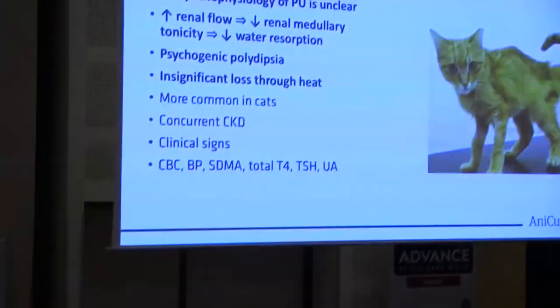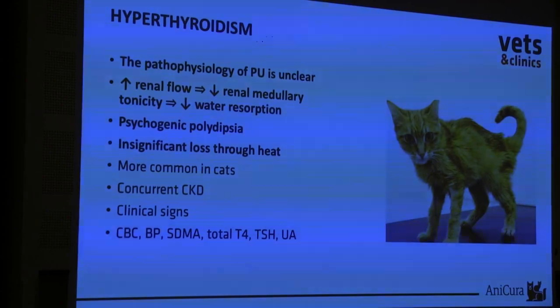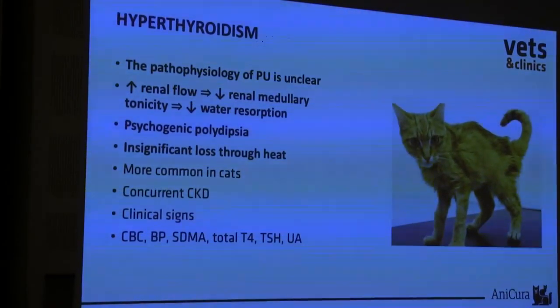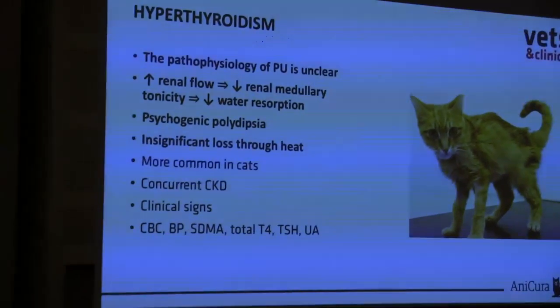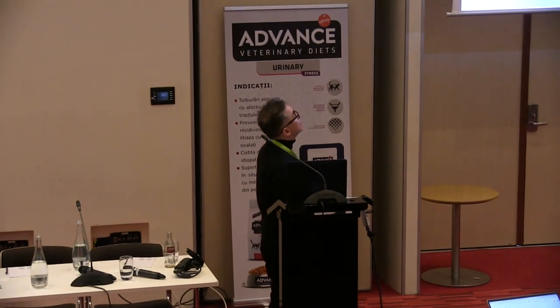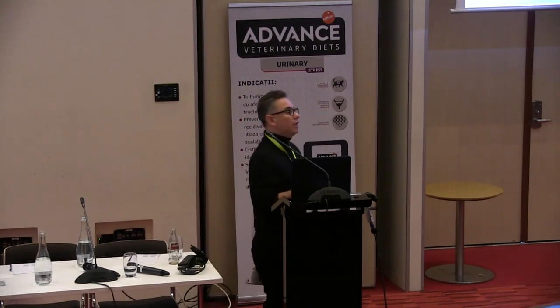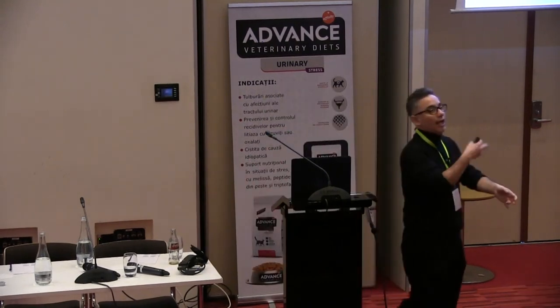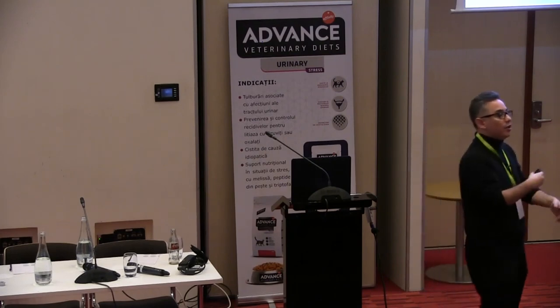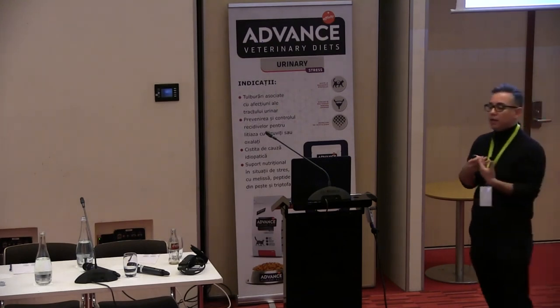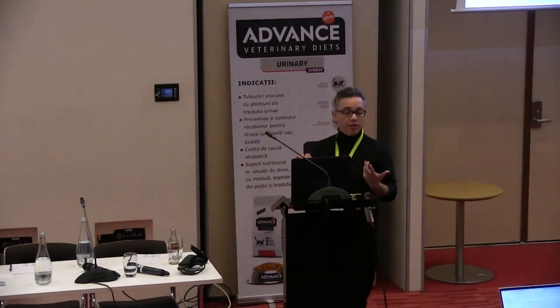And hyperthyroidism. The pathophysiology of hyperthyroidism is not clear currently. It increases the renal flow, decreases the renal medullary tonicity and decreases water reabsorption, and for this reason produces polyuria. But the brain is also stimulated directly by T4 and produces a psychogenic polydipsia, okay, a primary polydipsia. Or we also have to remember that these cats lick a lot, or even pull out the hair, because they feel so much warmth in the body, and this warmth can produce loss of water. Okay.